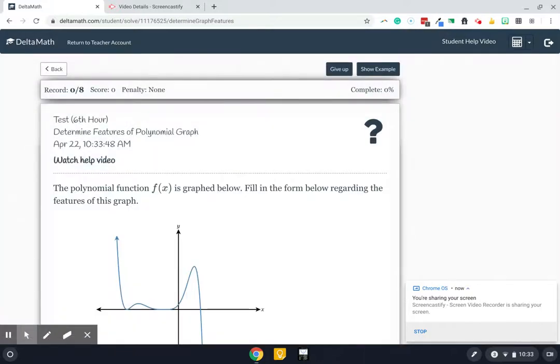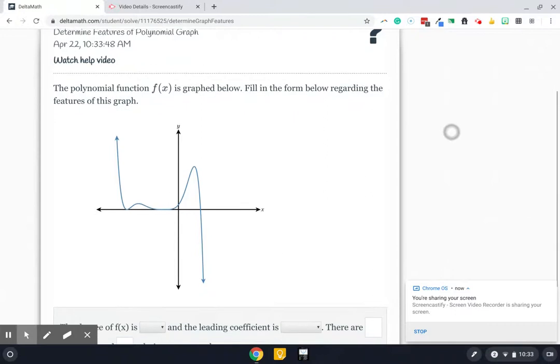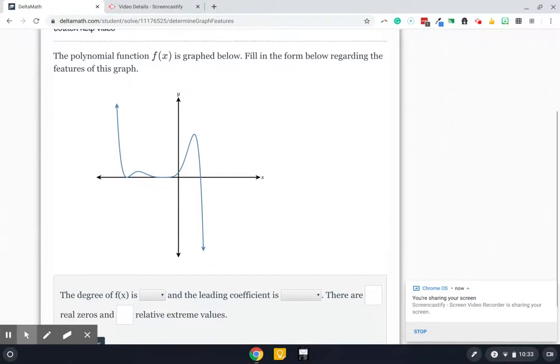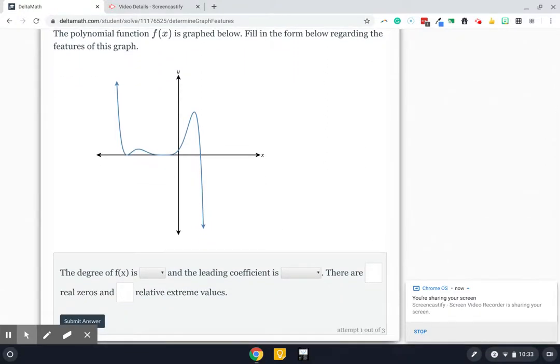Hey guys, the third round of Delta Math here is all about features of a graph. And so there's some keywords that we're going to talk about, and then we'll talk about what we're looking for in each one. So the first thing it says is the degree of f of x, and then it asks us to pick.